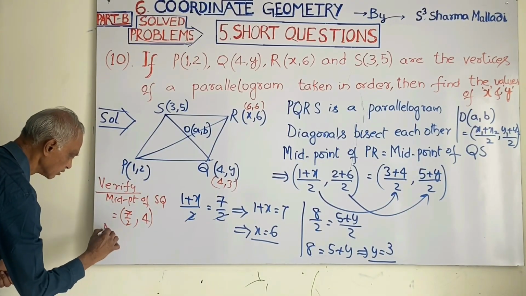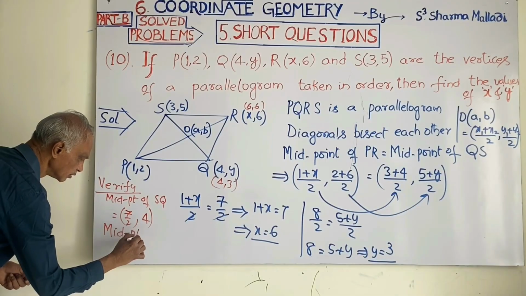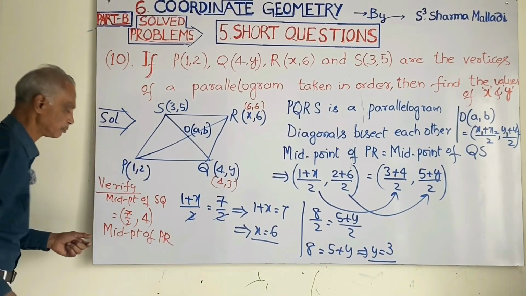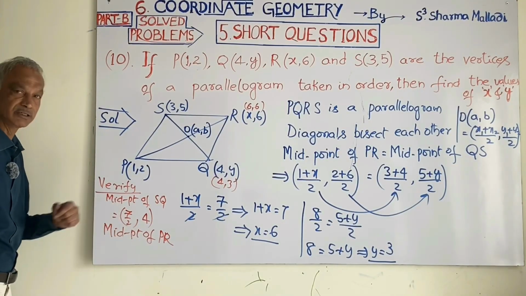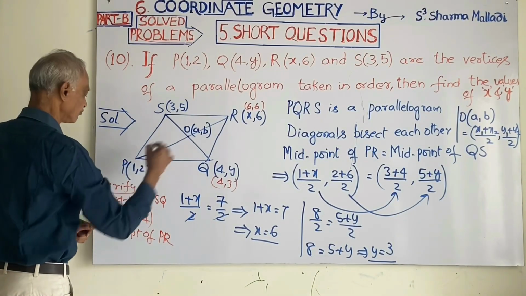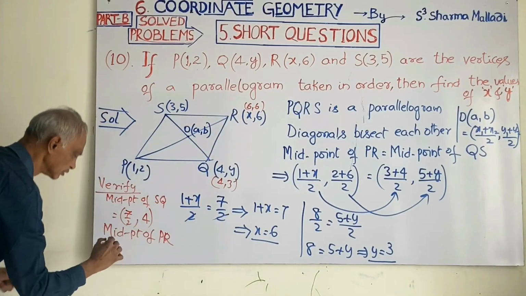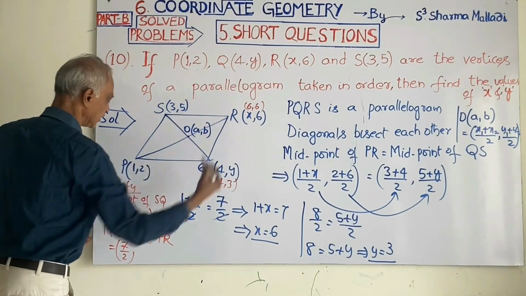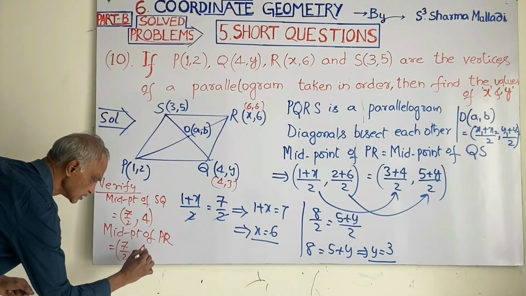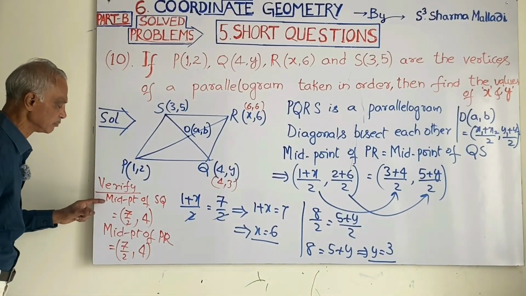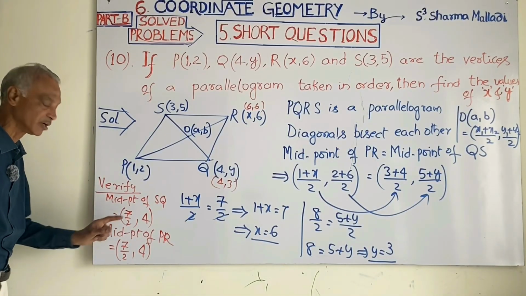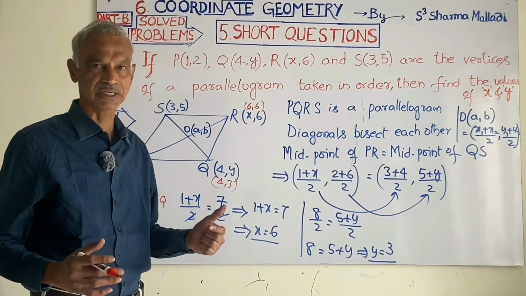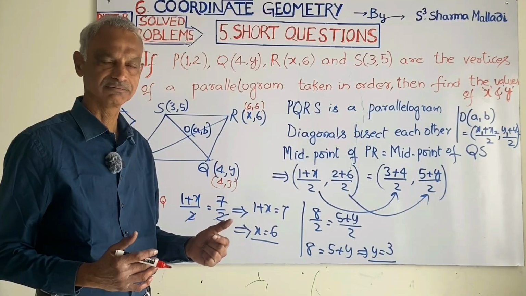Next, take the midpoint of PR. It must be 7 by 2 and 4. See, PR: (1 plus 6) by 2 means 7 by 2, comma (2 plus 6) by 2, 8 by 2, that is 4. As we got the midpoint of SQ equal to the midpoint of PR, our answer is true. Whether our answer is true or false, we can check or verify.